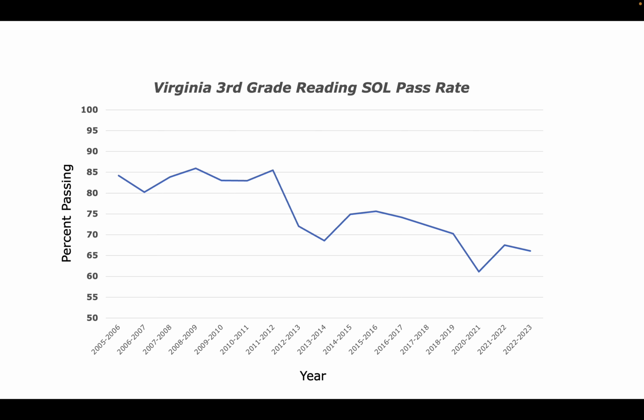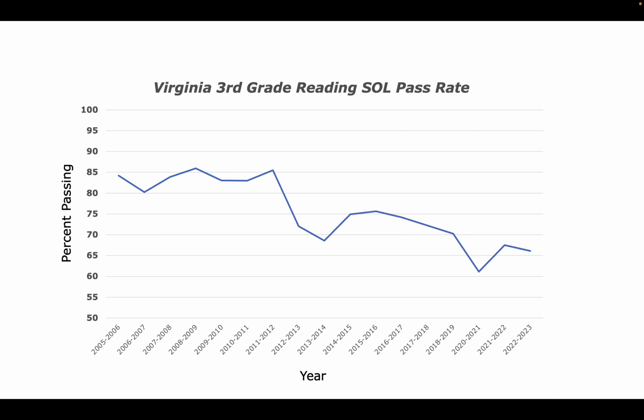And if you take a look at this graph, it illustrates scores from 2005, the earliest year that they provided data on. So that was 19 years ago. And at that time, the percent of third graders who were passing the reading SOL test was between 80 and 85% for a good 6 or 7 years, and then it just dropped. And it dropped pretty significantly.